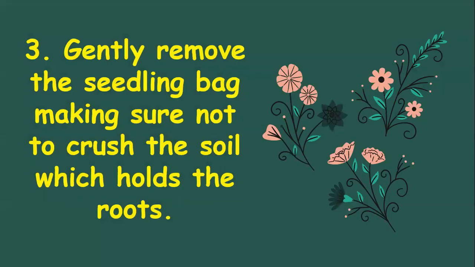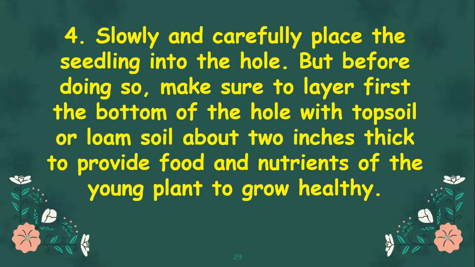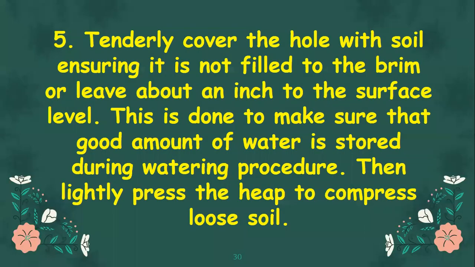3. Gently remove the seedling bag, making sure not to crush the soil which holds the roots. 4. Slowly and carefully place the seedlings into the hole, but before doing so, make sure to layer first the bottom of the hole with topsoil or loam soil about 2 inches thick to provide food and nutrients to the young plants to grow healthy.